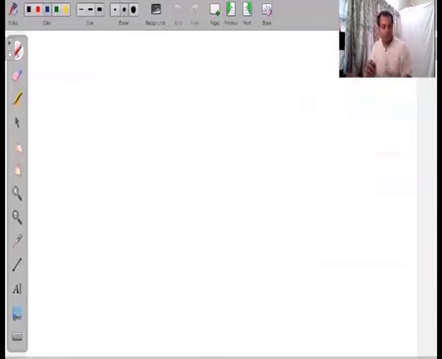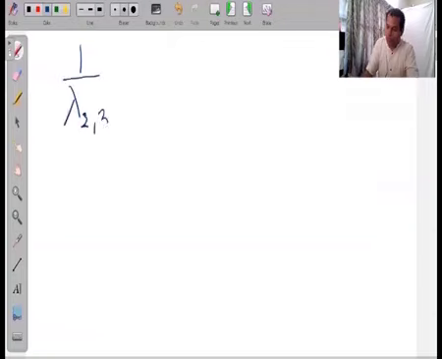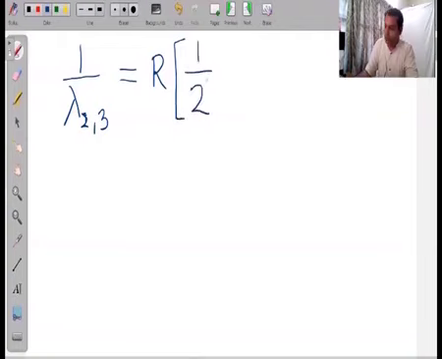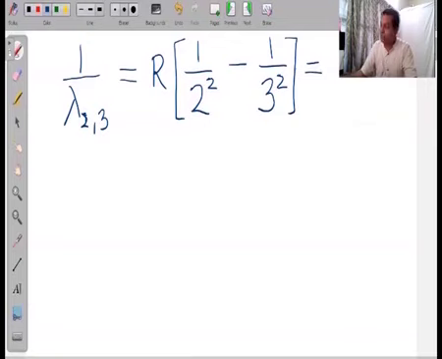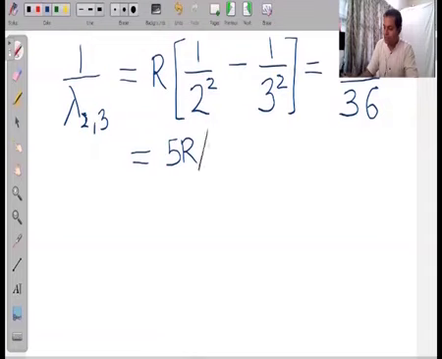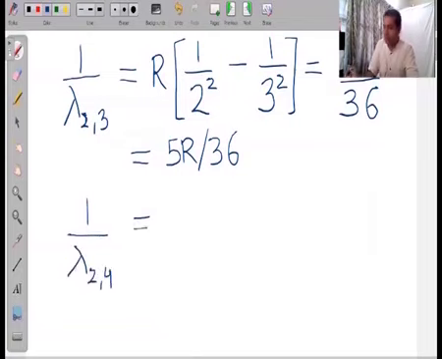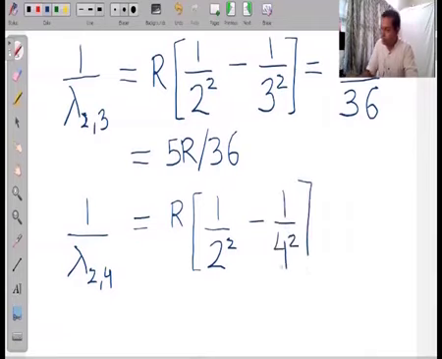So let's solve this problem. You have 1 upon lambda 2,3, and that is equal to R times 1 upon 2 square minus 1 upon 3 square, and that gives us 5R upon 36. Similarly, 1 upon lambda 2,4, and what is that? That is R times 1 upon 2 square minus 1 upon 4 square. So it's the transition from n equal to 4 to n equal to 2, and that is equal to 3R upon 16.